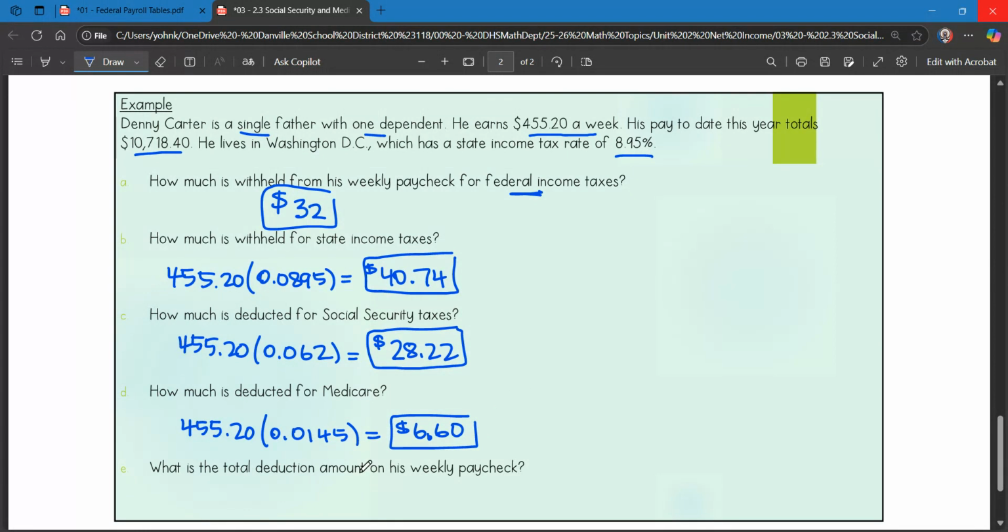Part E, what is the total deduction amount on his weekly paycheck? So total deduction means I need to add up his federal income tax, his state income tax, his Social Security tax, and his Medicare. So 32 plus 40.74 plus 28.22 plus 6.60. This gives me total taxes of $107.56. So Denny is having $107.56 taken out of his paycheck every week for taxes.